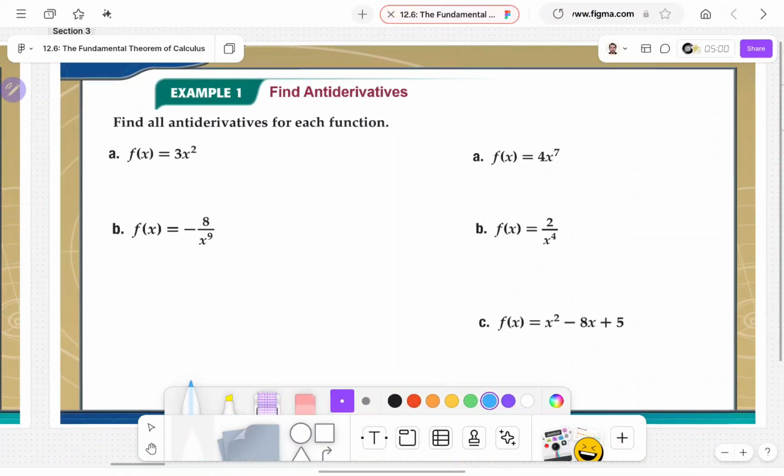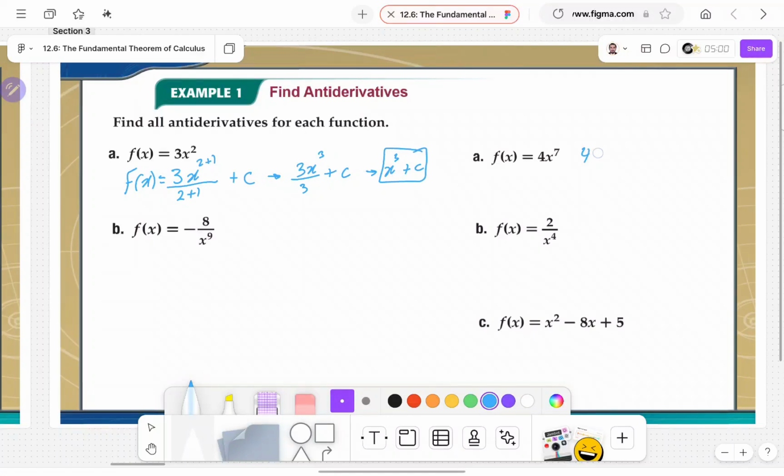Find all antiderivatives for each equation. Now let's apply the rule. So we just add the power plus 1. So F of x is equal to 3x to the power 2 plus 1 over 2 plus 1 plus c. Don't forget, let's continue. 3x to the power of 3 over 3 plus c. So the final answer will be x cubed plus c. Done. Finish. Okay, now let's do the next one.